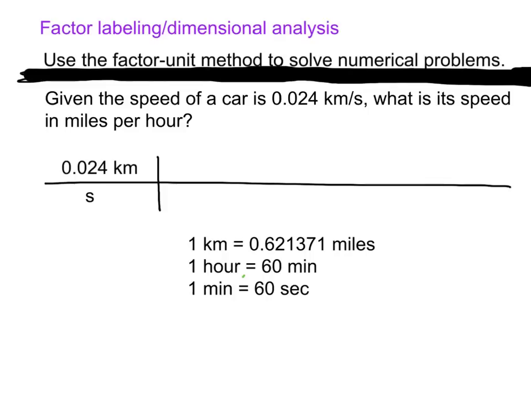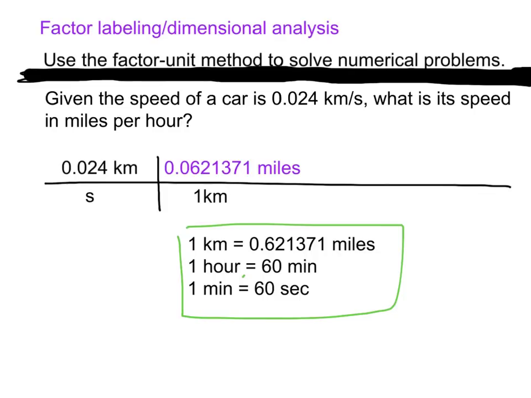Okay, from that point we need to look up some conversion factors down here, and then we can go and convert. We can either decide to convert the seconds first or the kilometers. It doesn't matter. I'm going to do the kilometers first, into miles. Because they're equal to each other, I can put 1 kilometer on the bottom and the 0.62 miles on the top. Kilometers then cancel out.